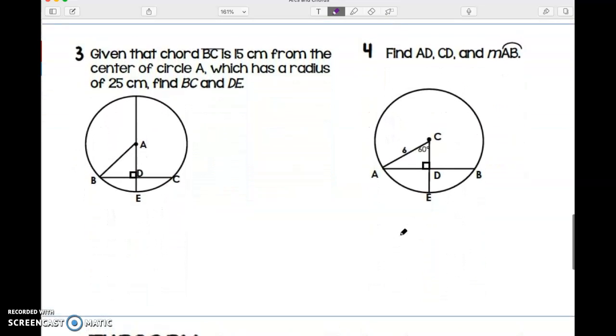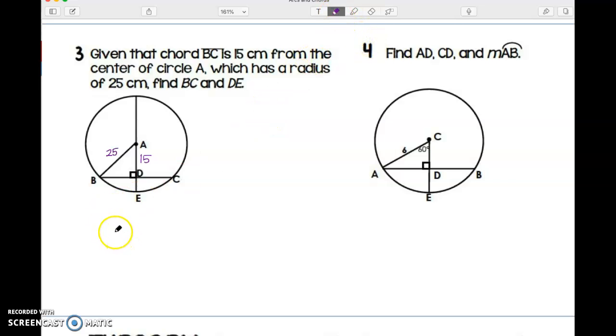In number 3, given that chord BC is 15 centimeters from the center of the circle, so that's our distance away, that would be AD. The circle has a radius of 25, so anything from the center point to the outside edge is going to have a length of 25. Also, AE is a radius, so that one would have a length of 25. They want us to find the chord length BC and DE.